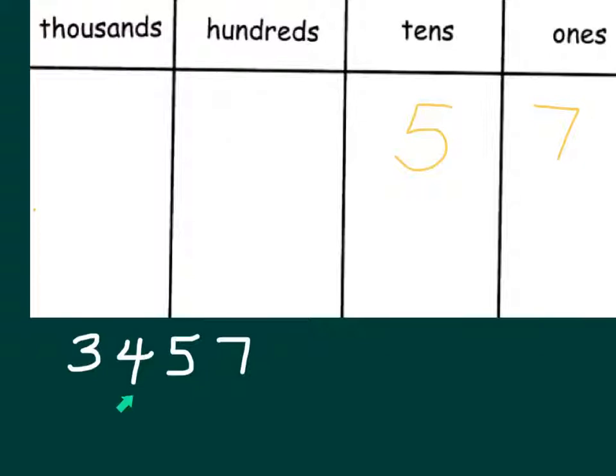We have 4 hundreds. So where does that 4 go? Under the hundreds column. And finally, you see we have 3 thousands, and there's the thousands column. So we have to place the 3 under the thousands. So here we have our full whole number, 3,457.